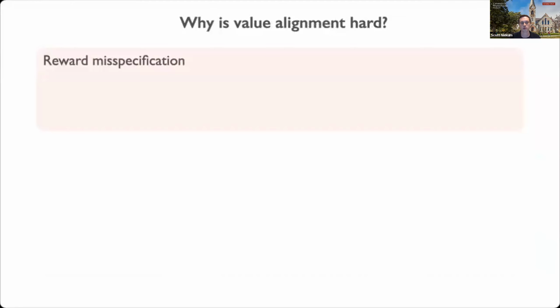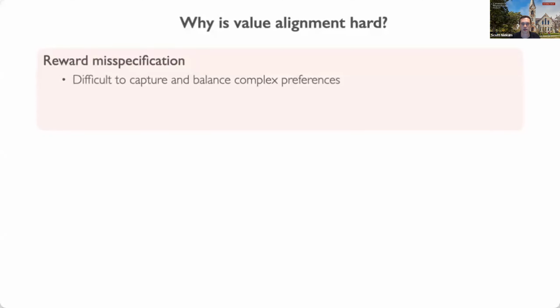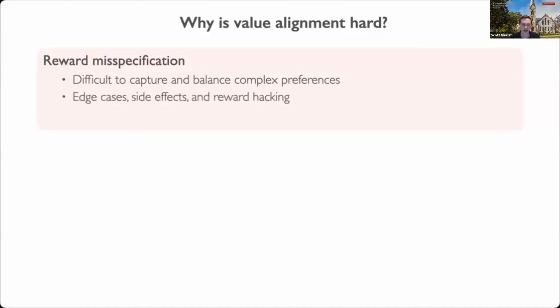The reason I'm going to focus on today that makes value alignment really hard is just how easy it is to misspecify reward functions whenever you are trying to specify a task to, for example, a reinforcement learning agent. And this is because, even for just a simple single task, it's often really difficult to capture and balance complex preferences and trade-offs in a single scalar reward. And you might say, well, maybe this is only hard for lay people, but not hard for reinforcement learning experts, for example.